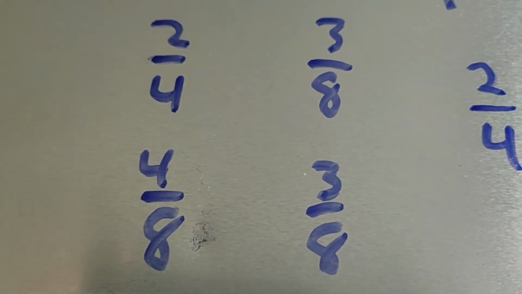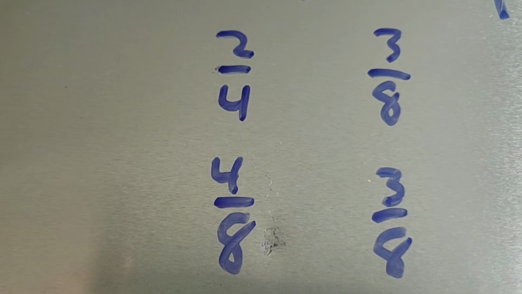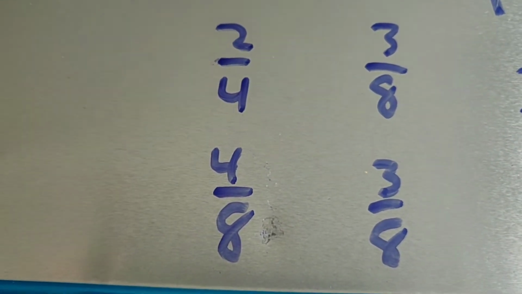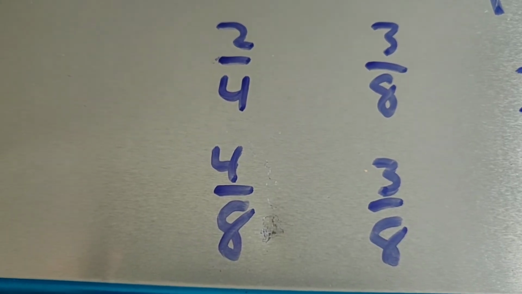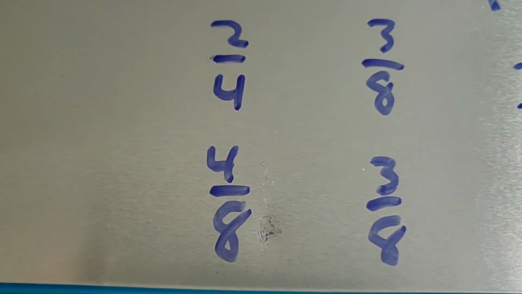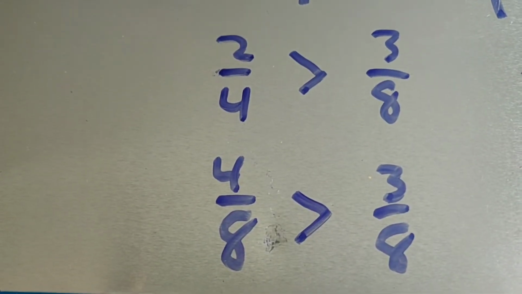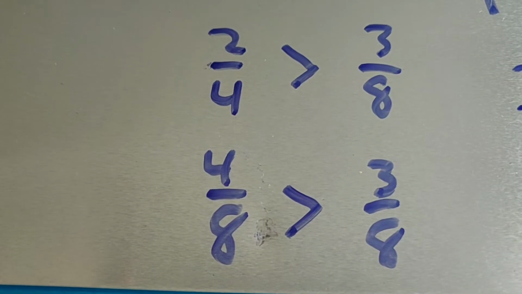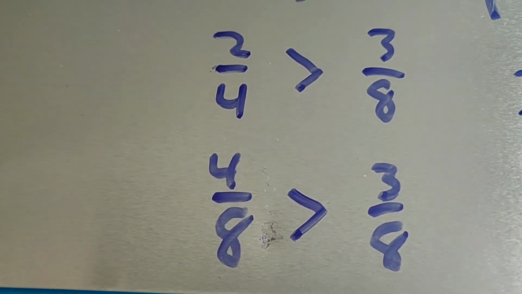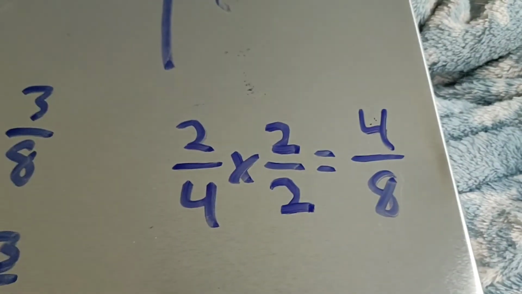So notice under the part where I'm comparing 2/4 and 3/8, I express 2/4 as its equivalent fraction, 4/8, and I compare 4/8 and 3/8. We know that 4/8 is greater than 3/8, so the equivalent fraction to 4/8, 2/4, is also greater than 3/8, because 2/4 and 4/8 are equivalent.